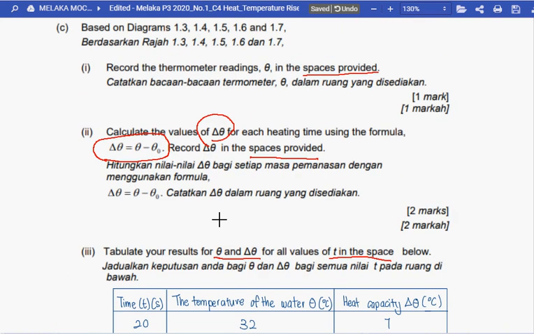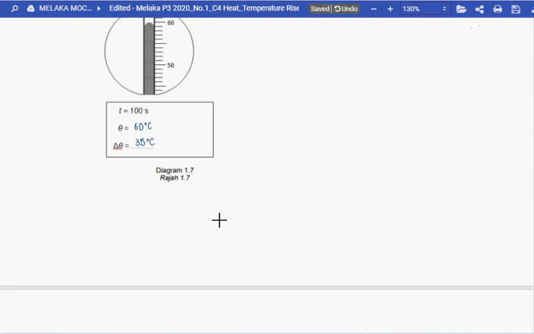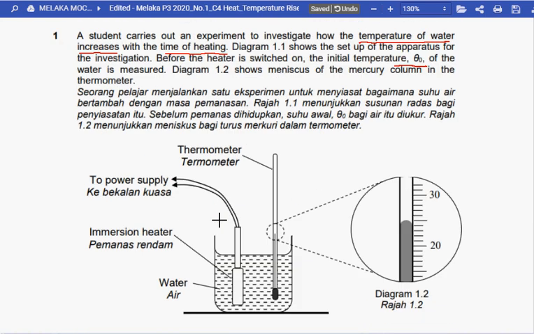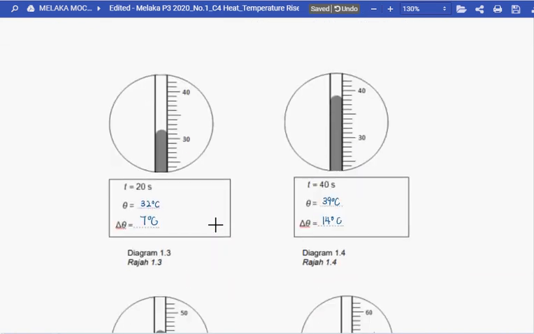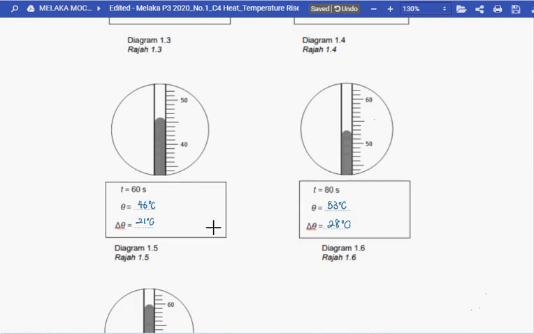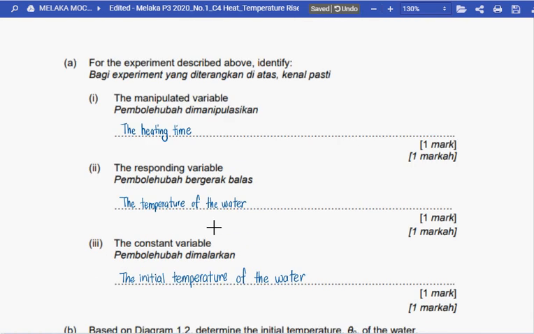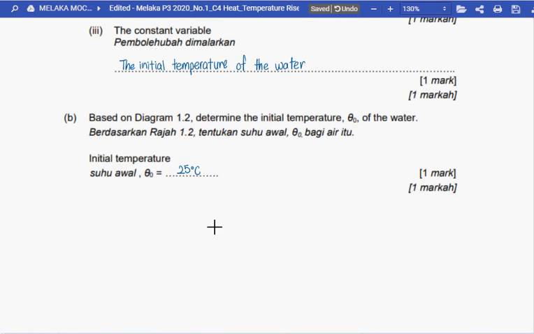We see how they answer the question, whether we can give marks or not. So you need to look at the initial temperature first. Based on diagram 1.2, determine the initial temperature theta naught of water. Is it 25 degrees Celsius? Come, we check.